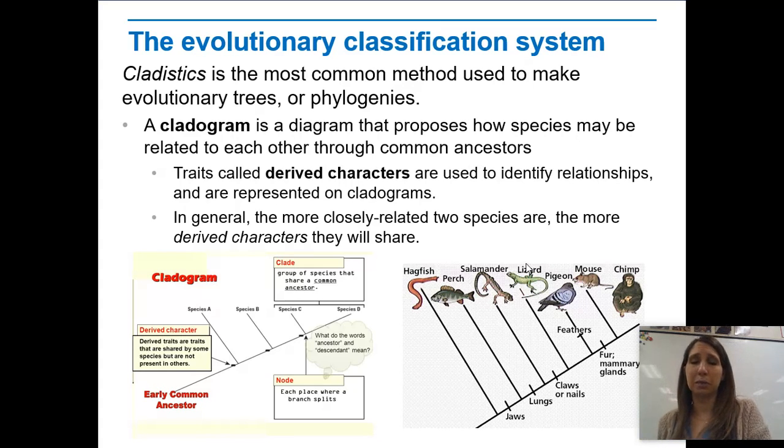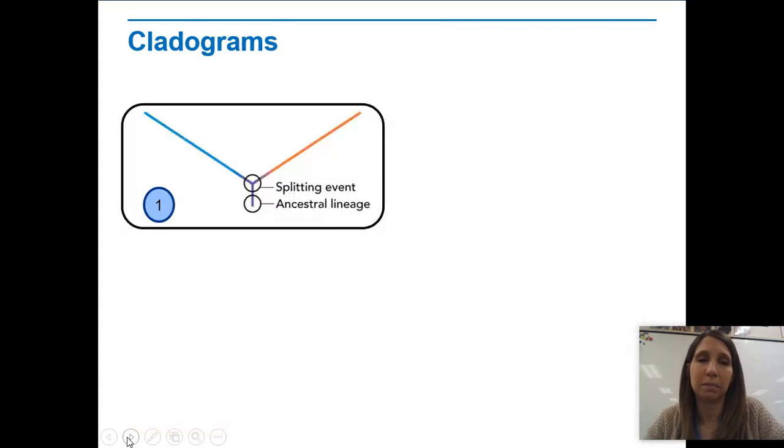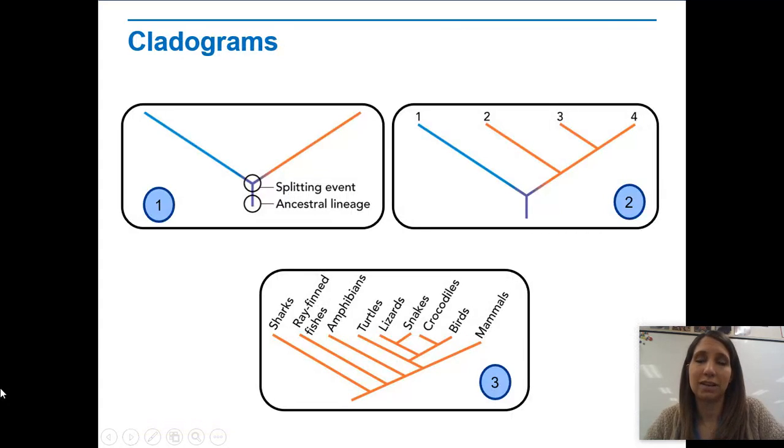And then a node is where we have these branches that are actually splitting from one another. So each of these positions here, where we have a branch coming off and up and to the left, that's considered a node, okay? So you can have a ton of nodes represented on these, or you can just have a few. It kind of depends on how you set it up.